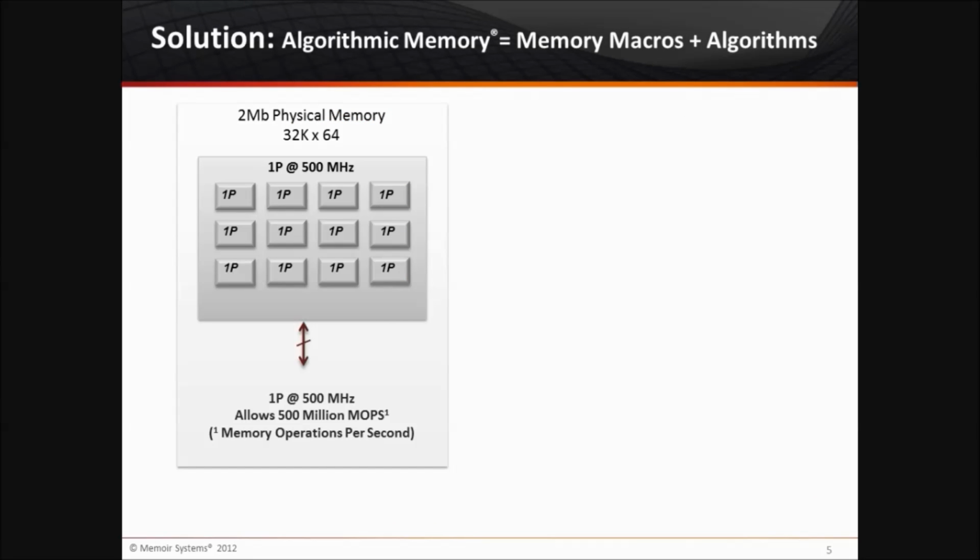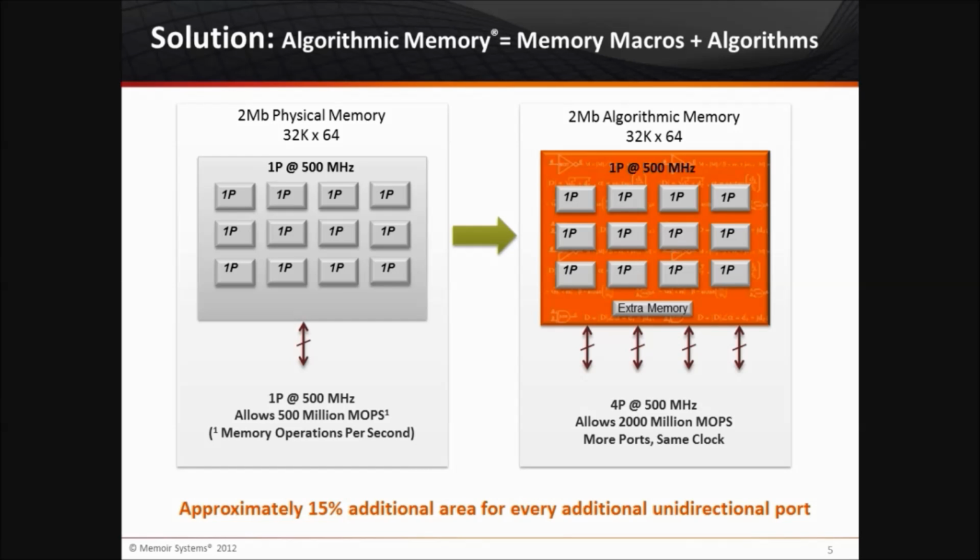So to recap, algorithmic memory looks something like this. You start with, let's say, a 2 megabit memory that you want. Say it's 32K deep and 64 bits wide. If you had only 1 port memories, you would get the diagram on the left. You could get 1 million operations for this 2 megabit memory. With the diagram on the right, we'll give you the same 2 megabit memory and give you 2, 3, or 4 ports in performance.